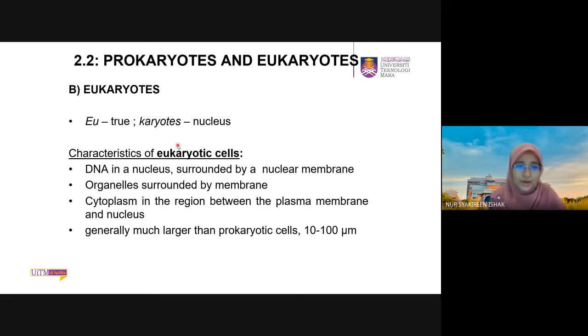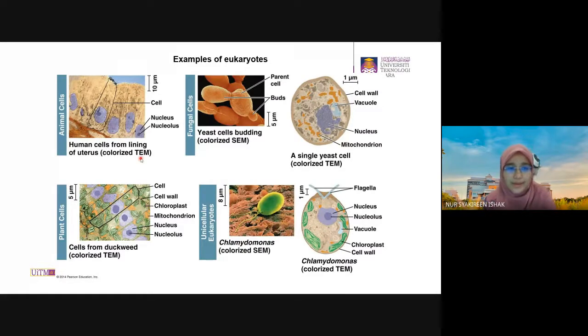So eukaryotes are generally much larger than prokaryotic cells. The size is about 10 to 100 micrometers. These are some examples of eukaryotic cells. For animals, we fall under the animal cell, for example a human cell from the lining of the uterus. As you can see, the lining of the uterus has a structure with cilia here. And then you have the nucleus here.